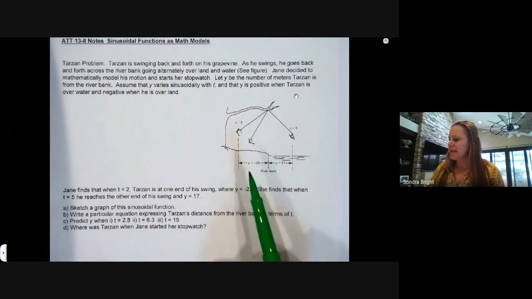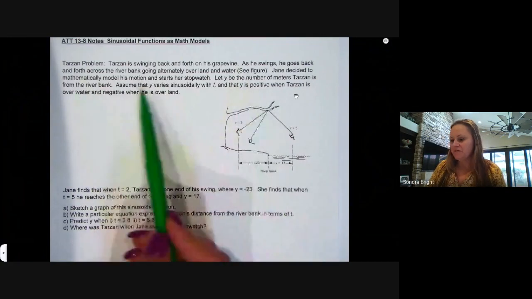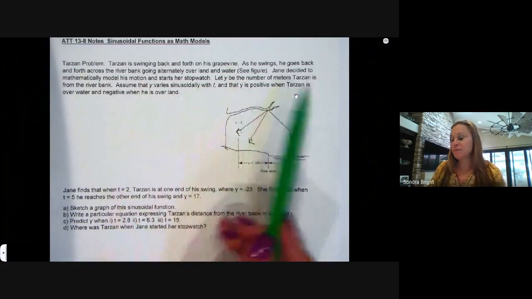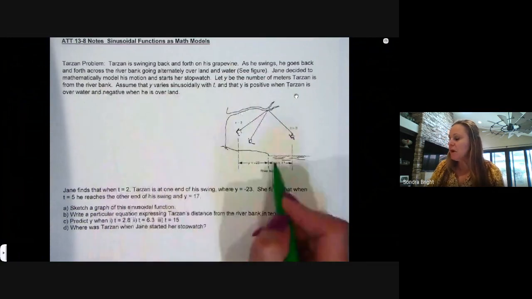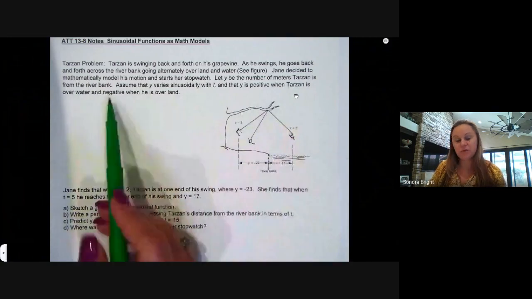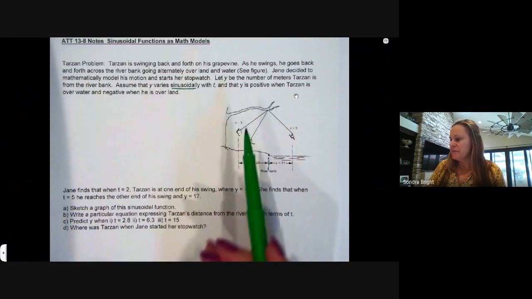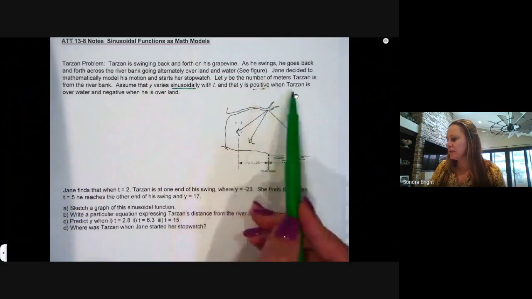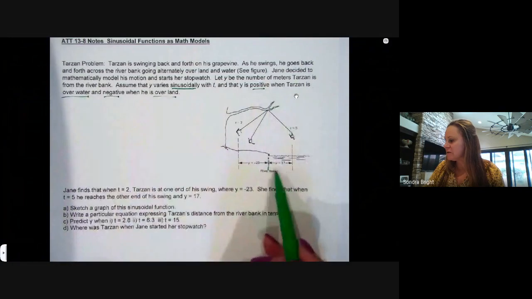Jane decided to mathematically model his motion and starts her stopwatch. Let y be the number of meters Tarzan is from the riverbank. So y is the distance from the riverbank. Here's the riverbank. Assume that y varies sinusoidally. That means we can use sine or cosine with t, where t is time, and that y is positive when Tarzan is over water and negative when he's over land. So that's why it says y is positive 17. He's going as far as 17 here, and then negative 23 when he's over land.